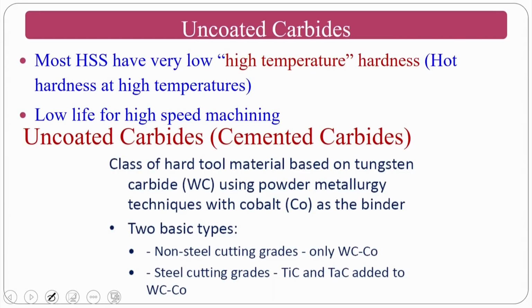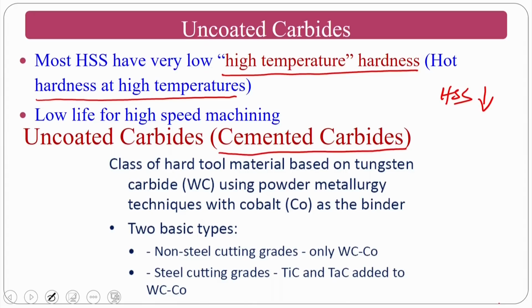The second variety is, most of the HSS, the basic problem is high temperature hardness is very less. That means the hot hardness at elevated temperatures is low. So, if I want to machine a hard material where machining temperature goes high, in those circumstances HSS will fail. Okay. So, the life is low for high speed machining. That is why we go for the next, slightly higher version, that is called uncoated carbides.